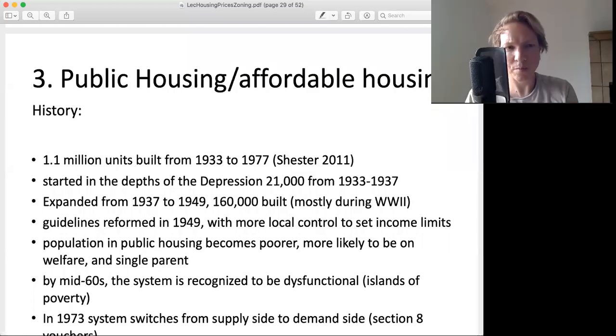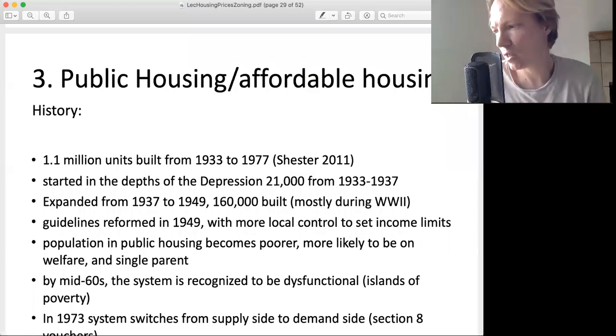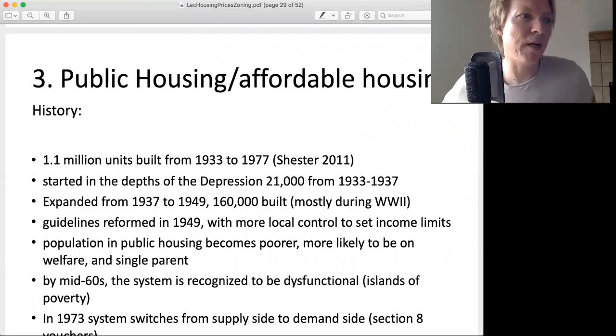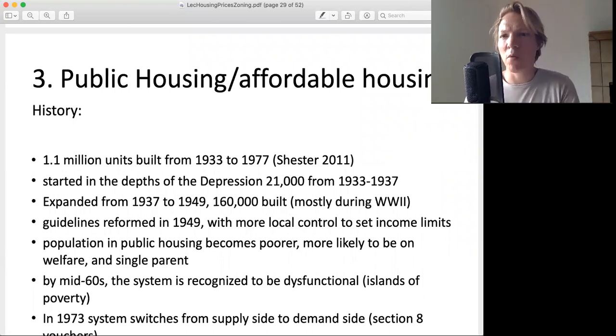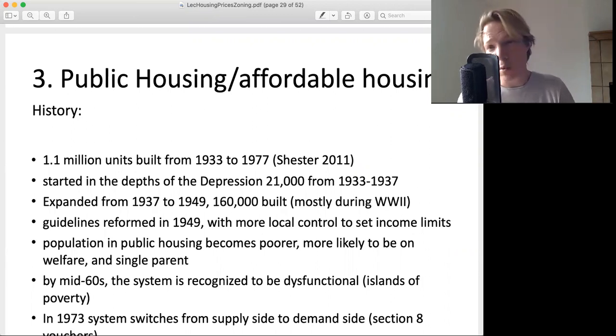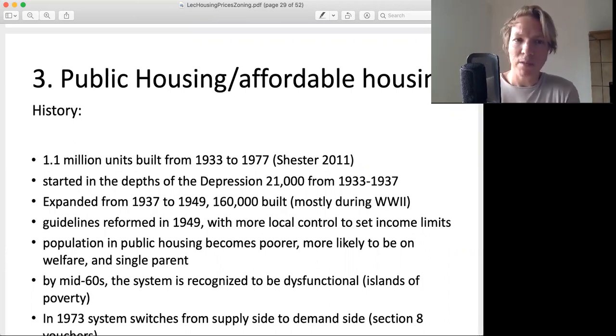Okay, next government intervention in the market is public housing. So you notice, this is a heavily regulated market. There's lots of intervention in the housing market. This is nothing close to a free market in housing. And we'll get to zoning later, but you've got the zoning, you've got the height restrictions, you've got the mortgage, you've got this massive subsidy for home ownership. Now we're also adding on top of that public housing.